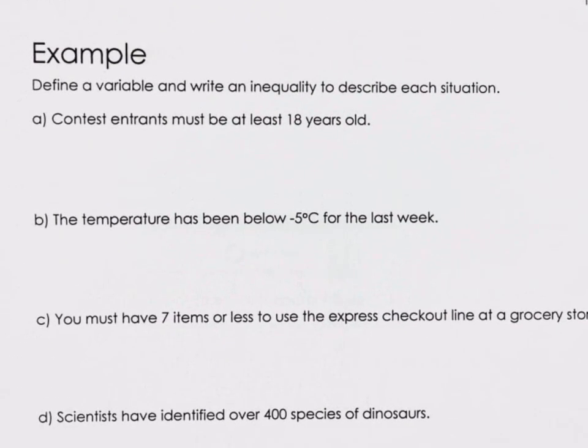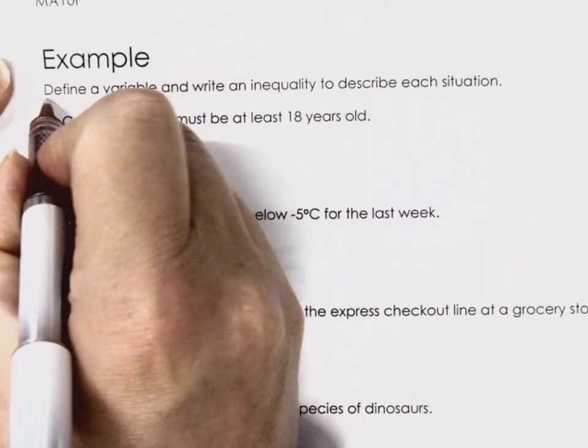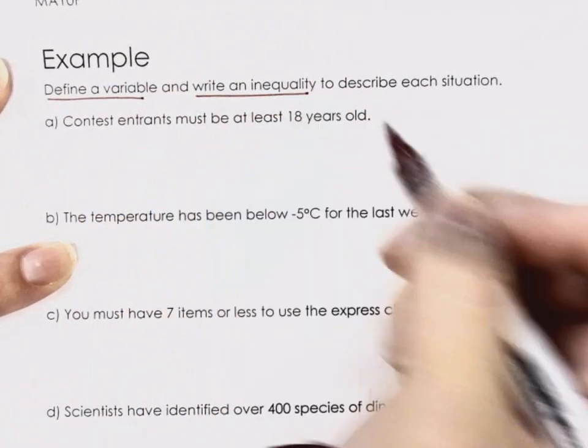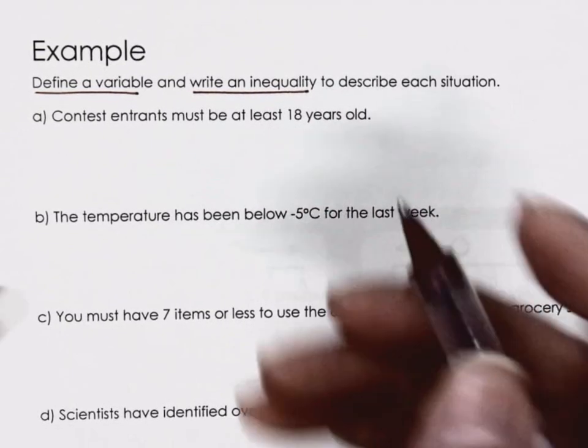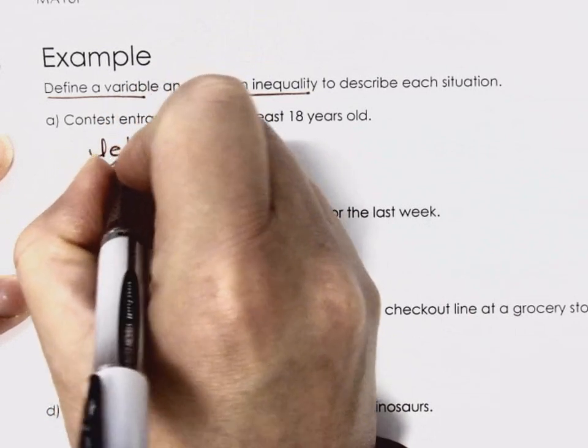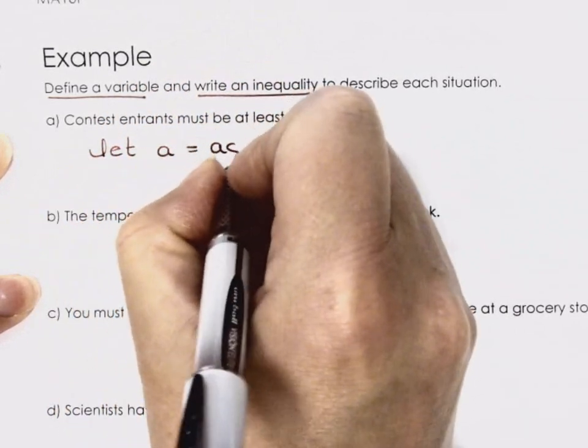Okay, now we don't have signs, we have words. We're going to do the exact same thing. We're going to define a variable, and then we're going to write an inequality. So we're doing the two things. So contest entrants, so people who enter a contest have to be at least 18 years old. So what's my variable? What am I talking about? What's this about? Age. So let's define our variable as let A equals age.